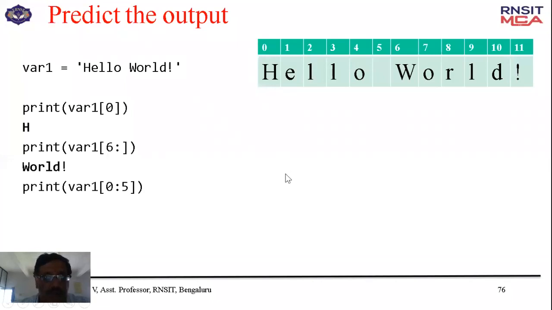Now, predict the output. 0 to 5. Good. Sahana, good. Deepak, good. Yellow is not there. H is capital, and ELLO is small.